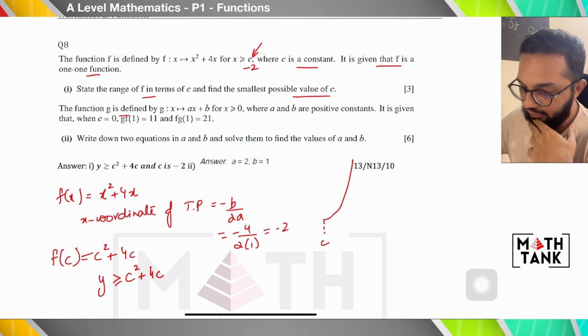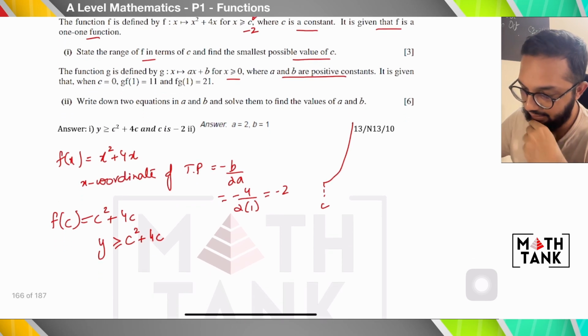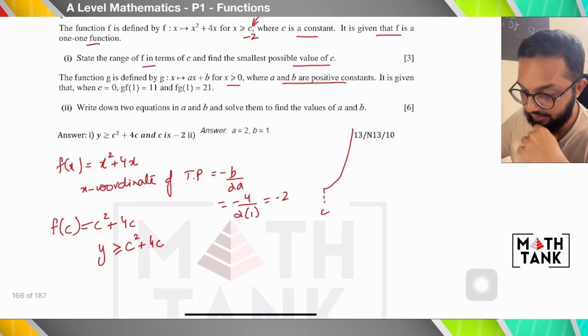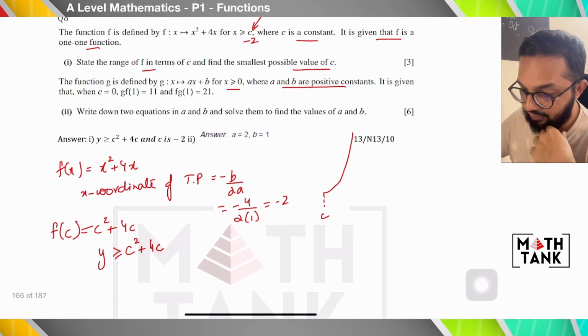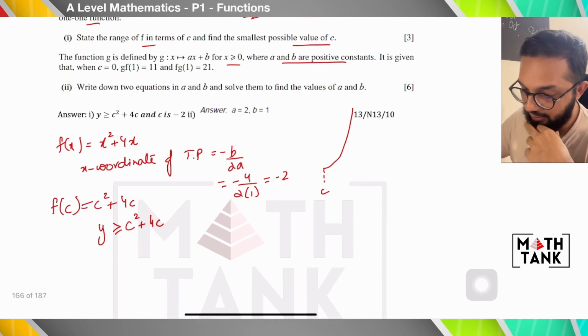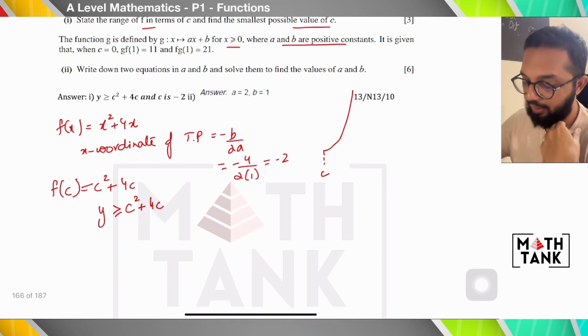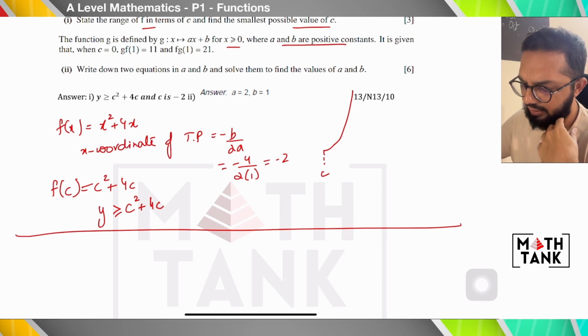Okay, then it says function g is defined by ax plus b for x greater than 0, where a and b are positive constants. It is given that c equals 0, gf of 1 equals 11 and fg of 1 equals 21. Write down two equations in a and b. Okay, so I have to use composite functions to do this question.